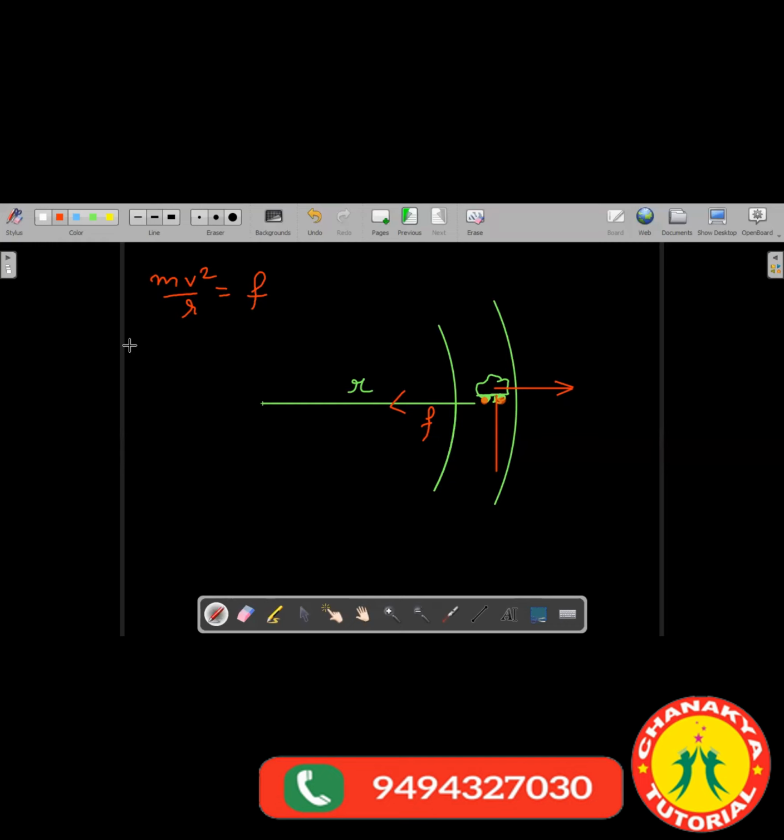So let's say you have an object or a cycle taking a circular turn. When a cycle takes a circular turn, over there also you have a centripetal force.